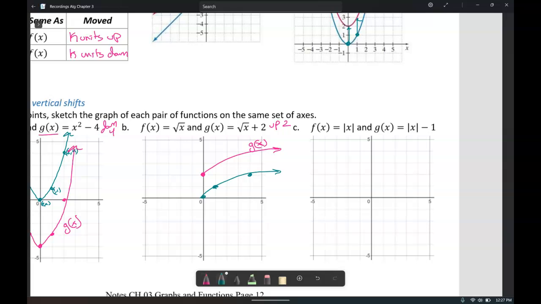Absolute value graphs, these are the easiest in my opinion, because they make that V shape on the origin. We don't really have to graph any points. We just know that it starts at the origin. And then we look at our transformation and say, okay, this goes down 1 unit. So I just take both of those lines and I shift them down 1 unit. And now I have my transformation for g of x.